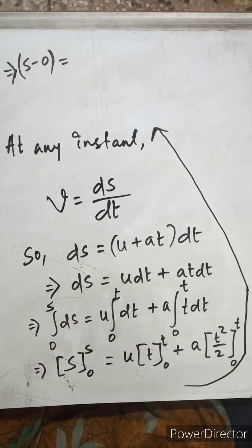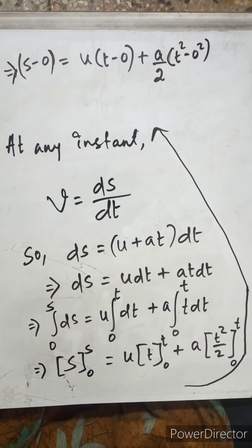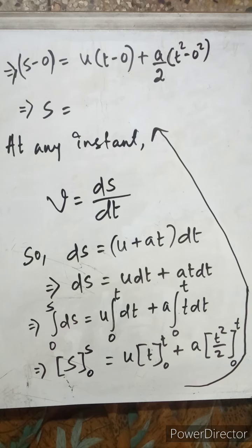So that implies we subtract the lower limit from the upper limit, that is s minus 0 is equal to u times t minus 0, and a by 2, the 2 is a constant thing, so that goes outside, and it is t square minus 0 square. Now see, limits take the form of the thing that is present within the bracket. T square means the upper limit is t square minus the lower limit 0 square, because in the bracket we had obtained t square. So that is why the limits are set like that.